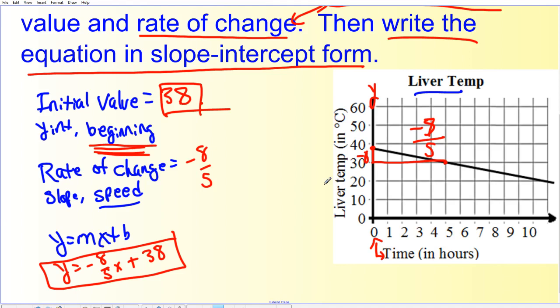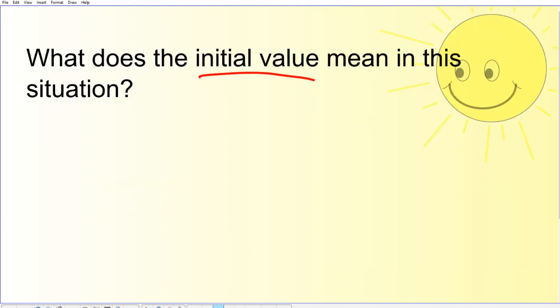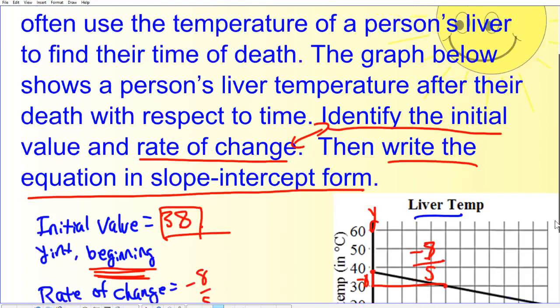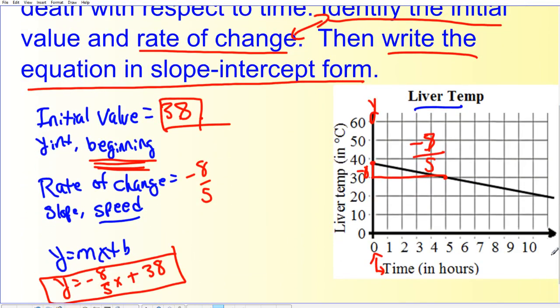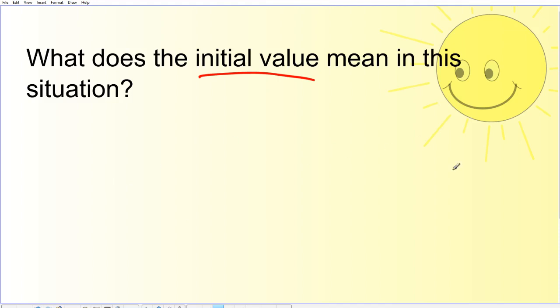It's no big deal. So the initial value, that 38 that I had, is the temperature of a human body as soon as they've died. So the value of a person's body when they're alive. Make sure you put that in there.